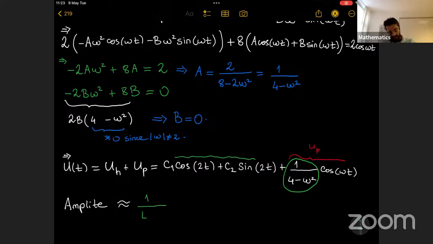1 over 4 minus W squared. It's not equal to 2, but if W is close to 2, 1 over 4 minus W squared will be very large. So the amplitude of the particular solution will dominate the amplitude of the general solution, okay?